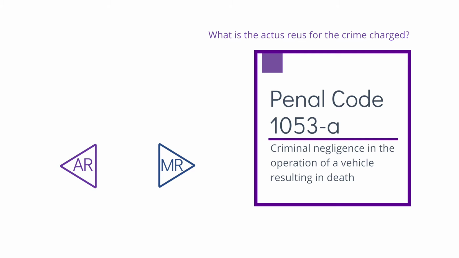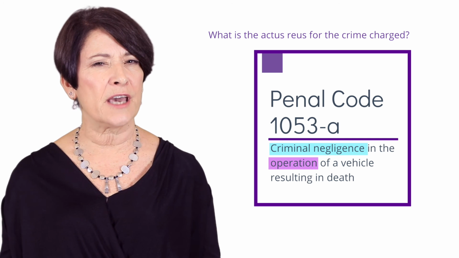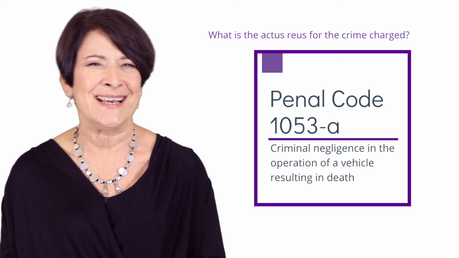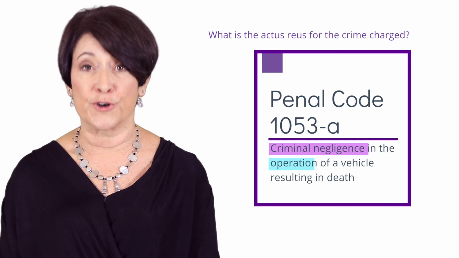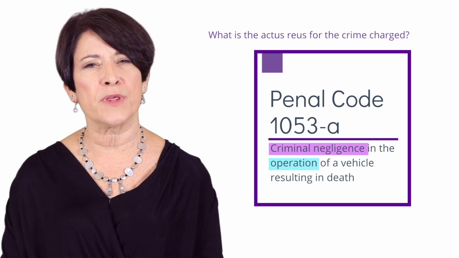So here we have an actus reus. What's the actus reus of this crime, the actus reus of 1053A? The actus reus is the operation of a vehicle that results in death. And notice I'm emphasizing the word operation. Somebody who operates or drives the car is the actus reus. Did you discover the mental state for this crime? The mental state is criminal negligence while he is operating the car. Sometimes it can get confusing, and one can think that the mental state is the actus reus, or the actus reus is the mental state. But I want us to try to keep them completely separate.